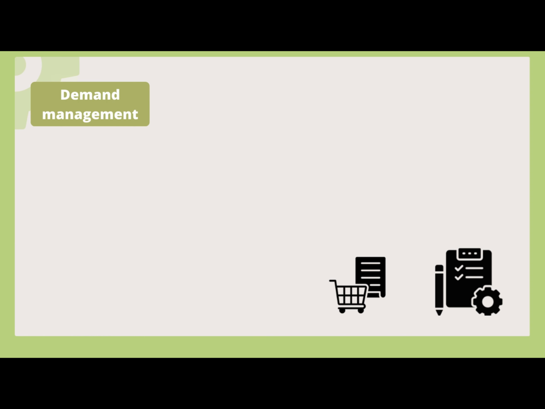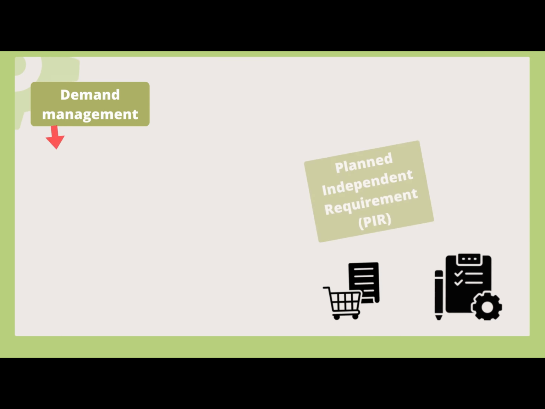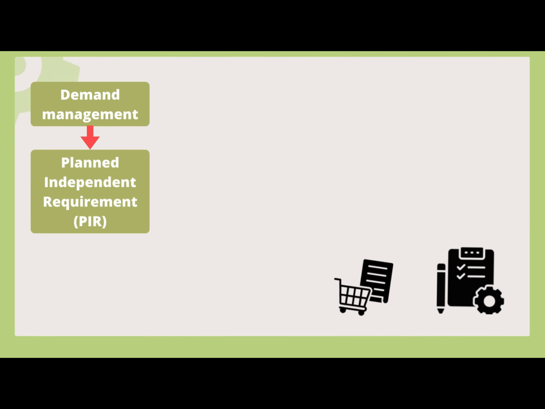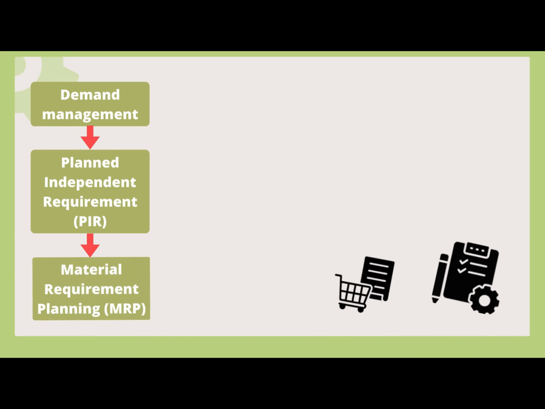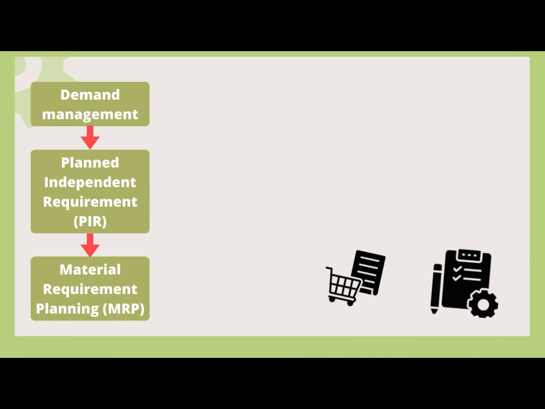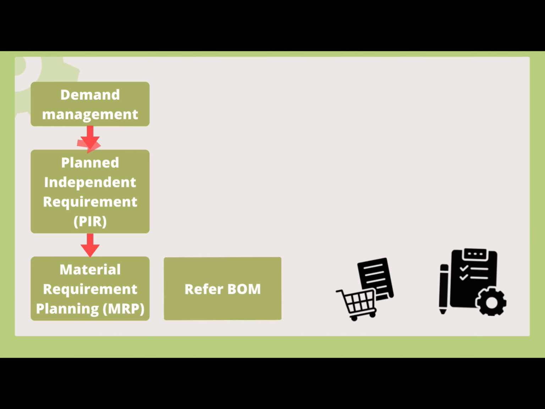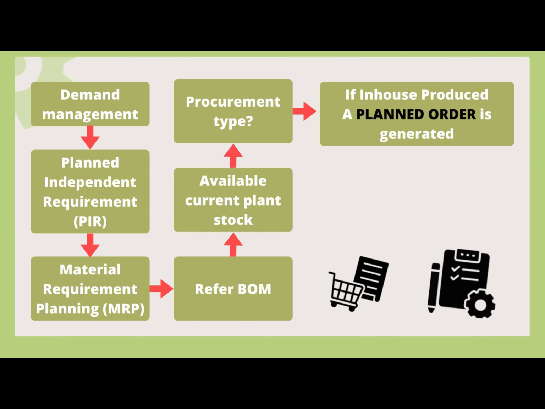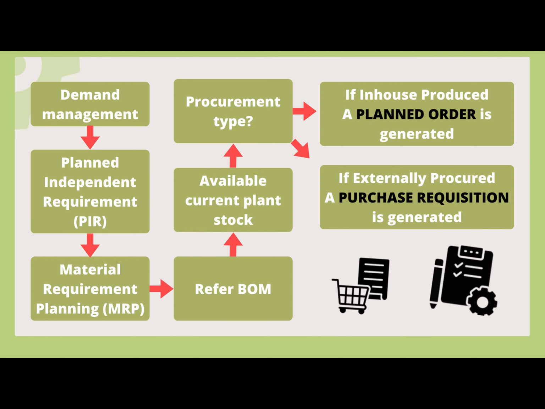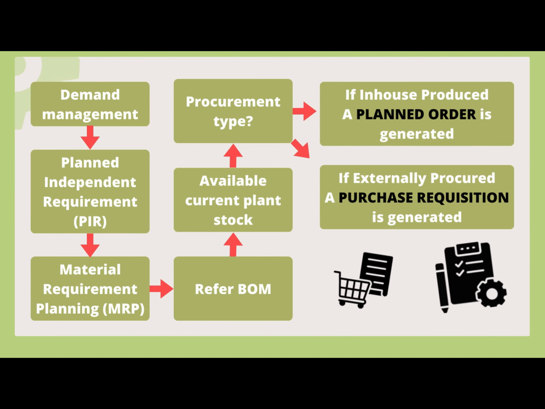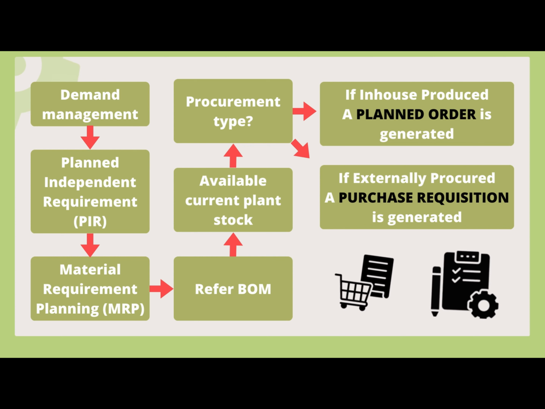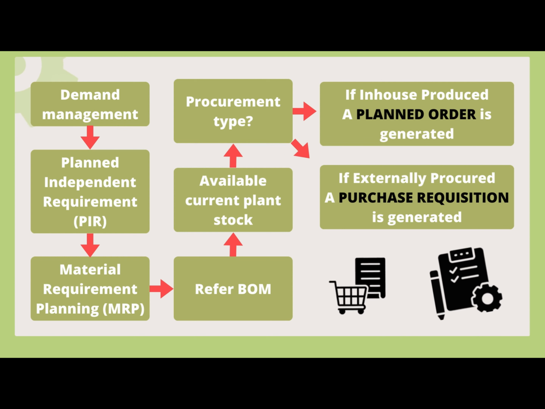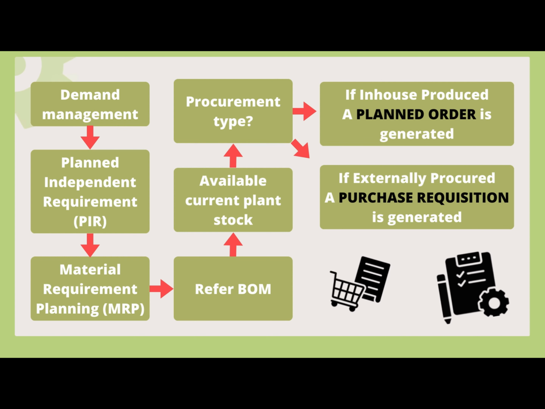This planning part begins with demand management, where we input the expected demand for our product in something called Planned Independent Requirements, PIR. This info then becomes the input for Material Requirement Planning, MRP, which checks if we have all the materials needed for production at different stages. It looks at things like the bill of material, BOM, and checks our current plant stocks. If there's a shortage of materials, we create purchase requisitions for stuff we need to buy and planned orders for things we make in-house. These kick off the procurement cycle and the execution cycle of production, respectively.